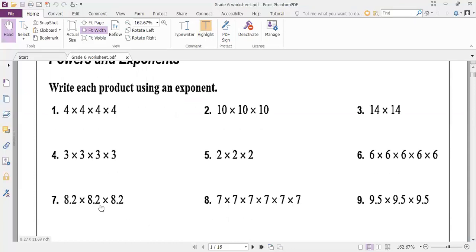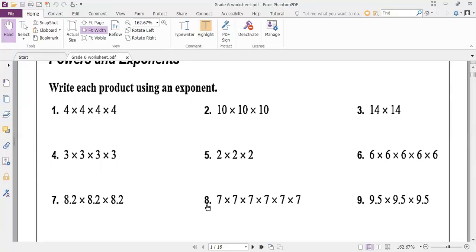Number 7, Muhammad, 8.2 times 8.2 times 8.2. How can I convert it to power? Raised to power what? Raised to power 3, okay, or cube. 8.2 cubed, or raised to power 3, right? Yes, 8.2, Muhammad, raised to power 3 or cube.